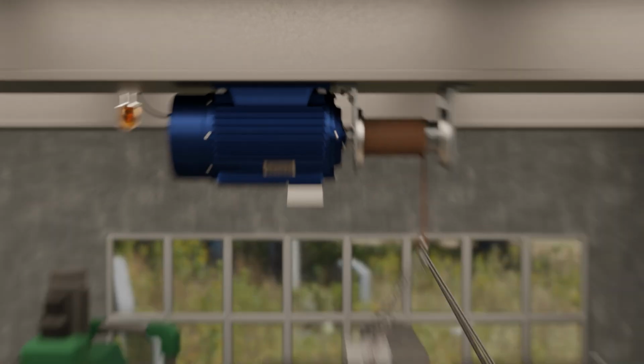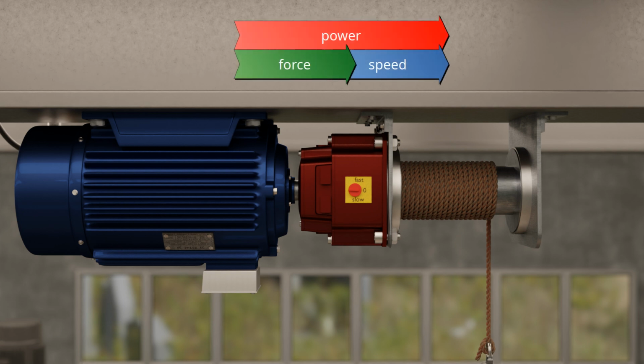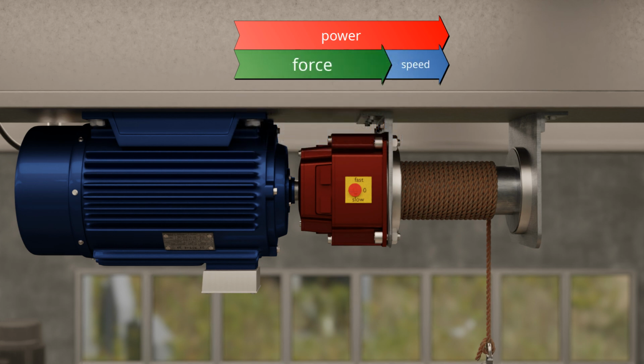This is where gearboxes come in. Gearboxes are used to control the power in favor of a higher force or a higher speed. It is therefore not possible to increase both at the same time, as this would require an increase in power. However, the power is predetermined by the motor and cannot be changed by a gearbox. So note, gearboxes do not change the mechanical power, but only the ratio between force and speed for a given power. This means either greater force at lower speed or more speed at lower force.